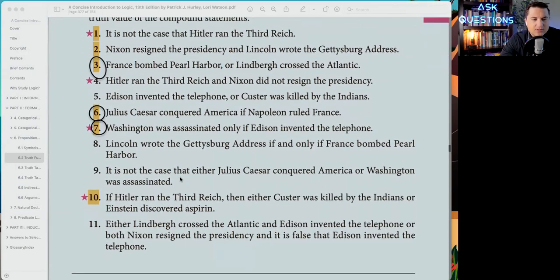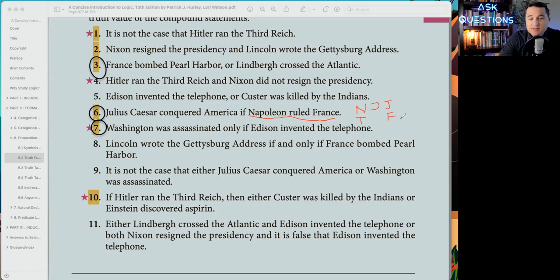All right, let's do another one. Julius Caesar conquered America. Some of these are funny because they're so ridiculous. If Napoleon ruled France. Well, Napoleon ruled France. That's true. Did Julius Caesar conquer America? No, he died even before America was a country. So we have an if in the middle here. So what follows this is the condition, right? This is the condition. And let's say that that's N. That's the condition of the conditional statement. And the consequent is Julius Caesar conquered America. Napoleon ruled France. Sure. But Julius Caesar did not conquer America. That's false.